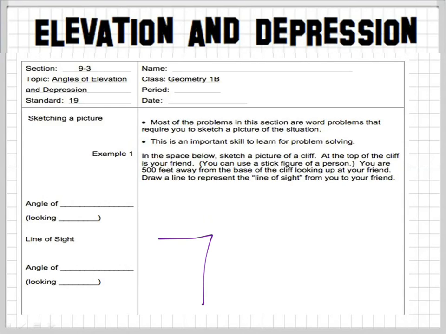Alright, so when you draw a picture, I got a cliff right here, I got a person right here, and I'm standing right here looking up at my friend. Standing 500 feet away from the bottom of the cliff, because that's what it says. So I'm looking up at my friend. Maybe I should draw a dotted line, to represent the line of sight from you to your friend. That line right there is going to be our line of sight.